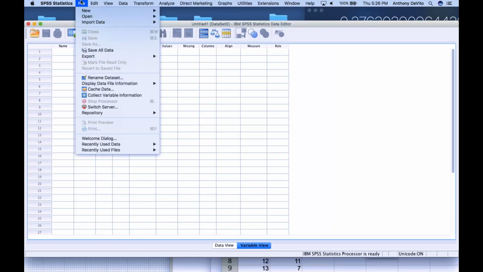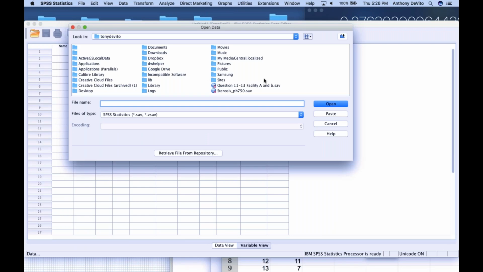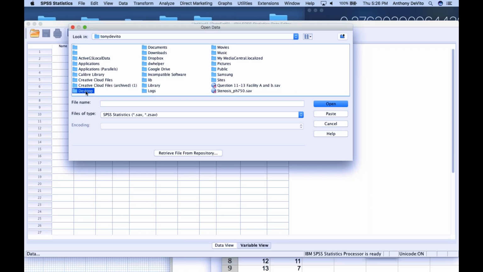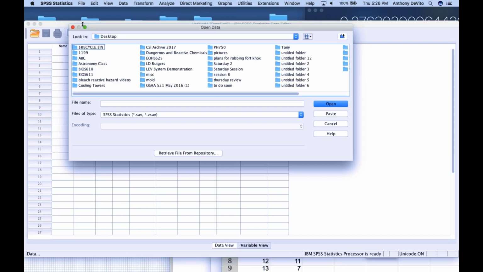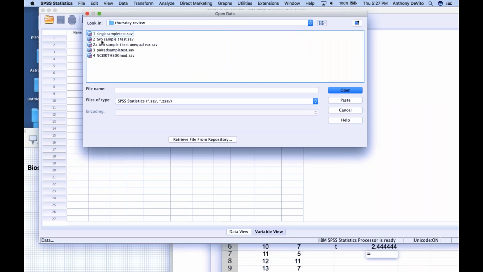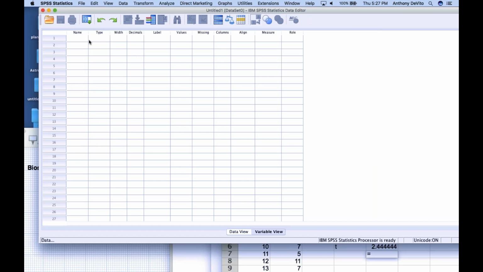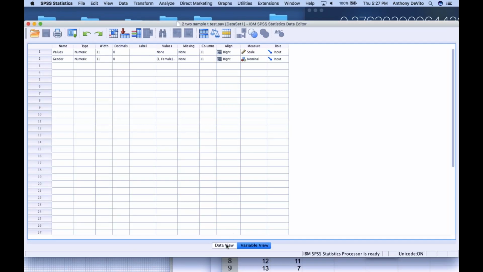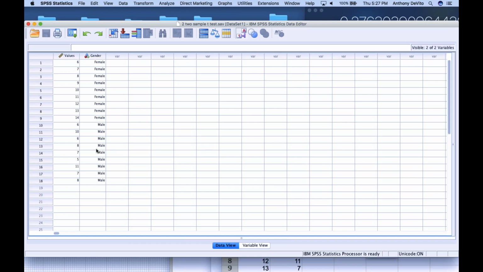I'm going to open that file: open, data, and look for that folder. I go to my desktop, and the folder was named Thursday review, here you go, and two sample t-test. That's the variable view. In the numerical view, notice this is females and males. I think they should be all the same numbers that we had in the Excel file.